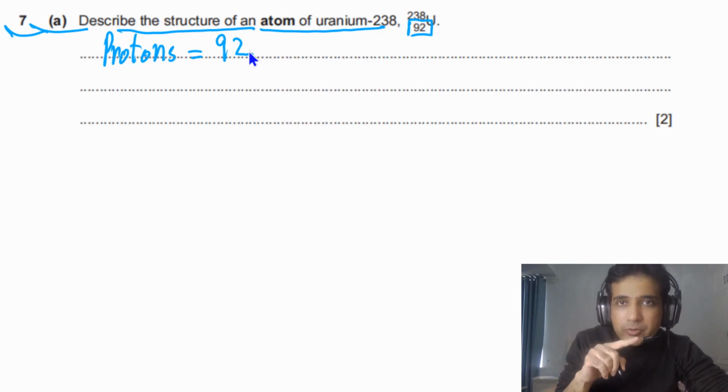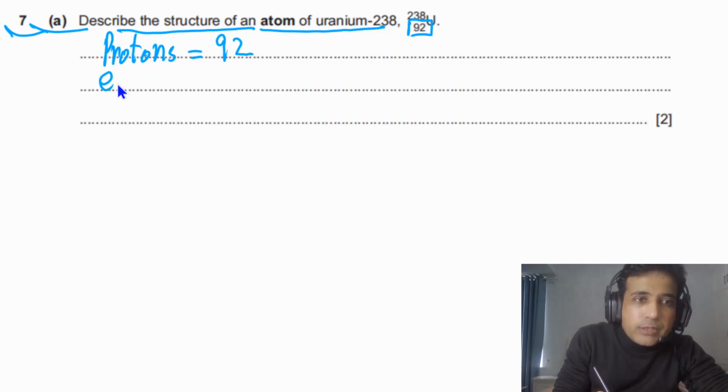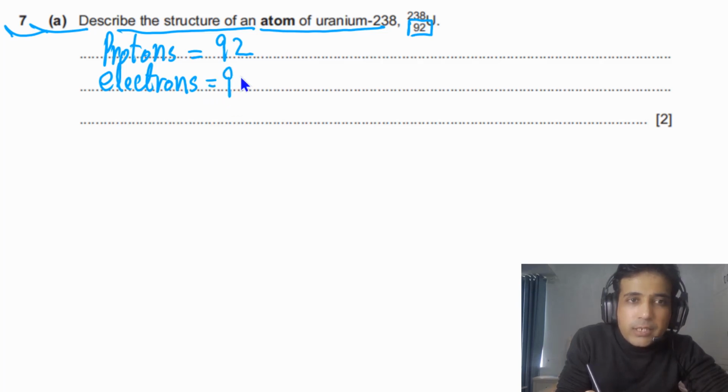And the number of protons in an atom is also equal to the number of electrons. So we can say this atom also has 92 electrons.